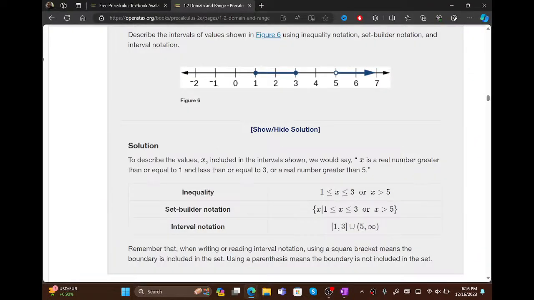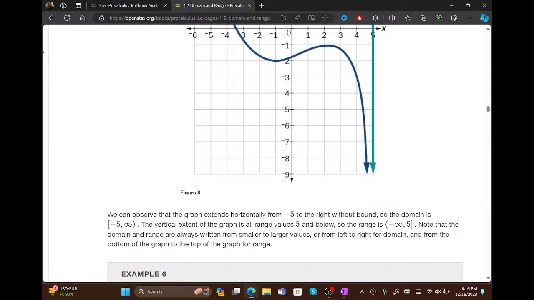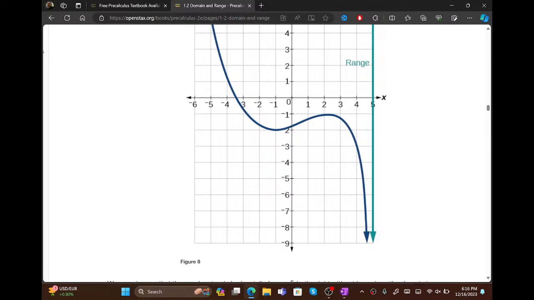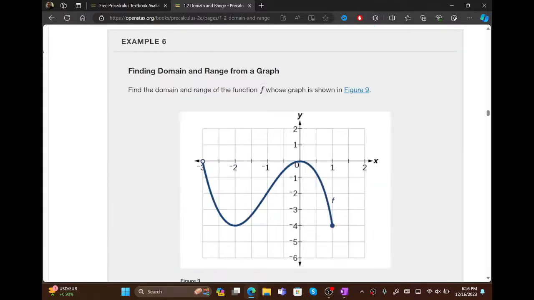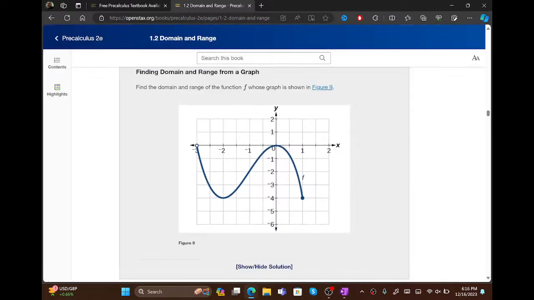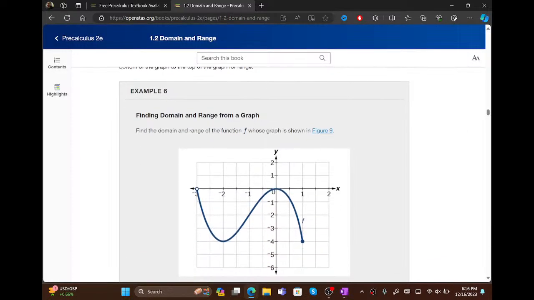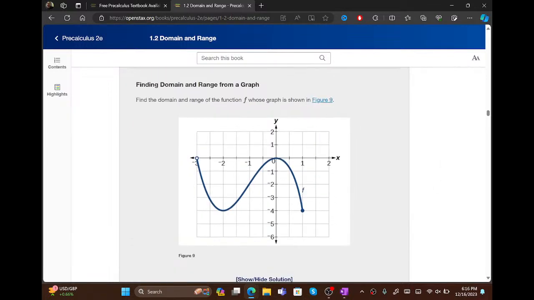What's next here? Now, here, we want to be able to know how to find domain and range from a graph. So this is where it is a little more difficult. We're just going to go over this example, and I'm just going to copy and paste it because I don't want to draw the graph.